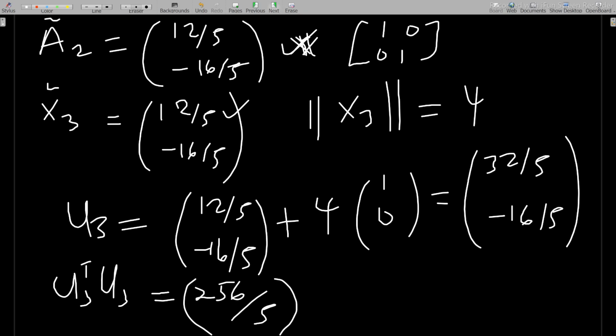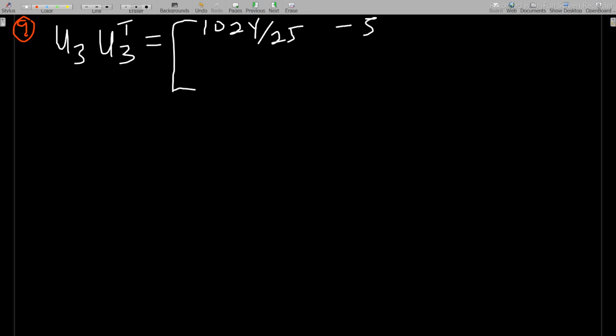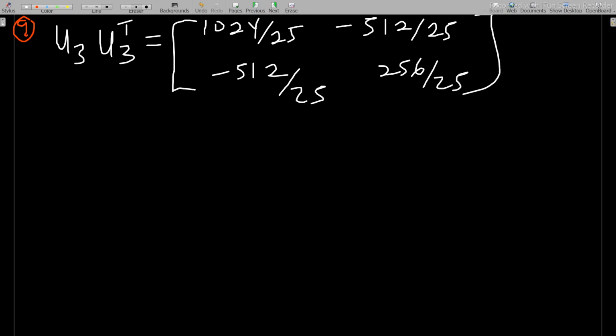And so with the u3 transpose, this is supposed to give us, we know our u, so like I said, the multiplication shouldn't be a problem here. 1024 over 25, then minus 512 over 25. It's a 2 by 2 matrix, so 512 over 25, then 256 over 25. Like I said, you can use a calculator in multiplying these.